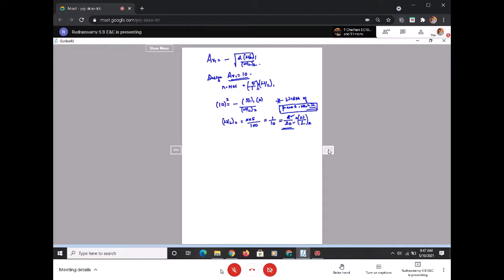If you substitute this W by L of 2 and W by L of 1 in the above AV1 expression, again you will get the gain to be something like that. Hope this is fine till this point. This is what we had done in the last class.